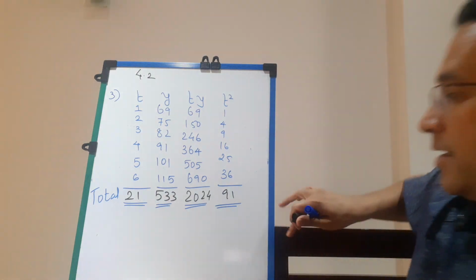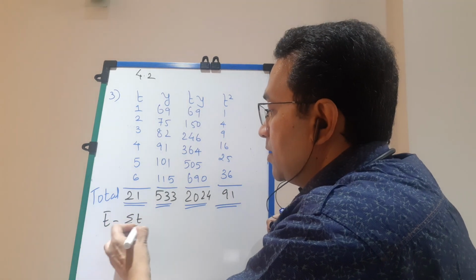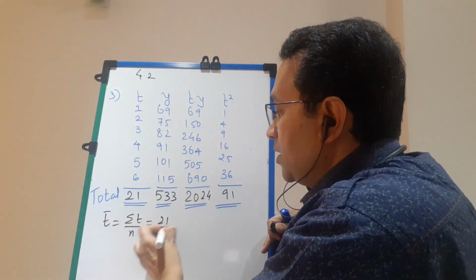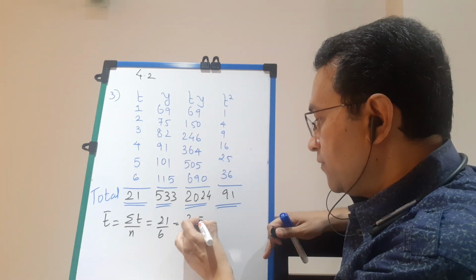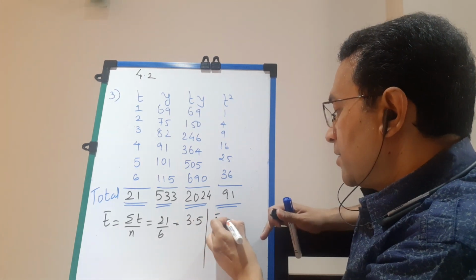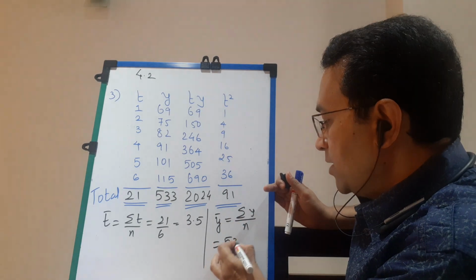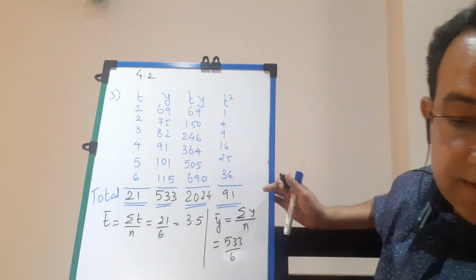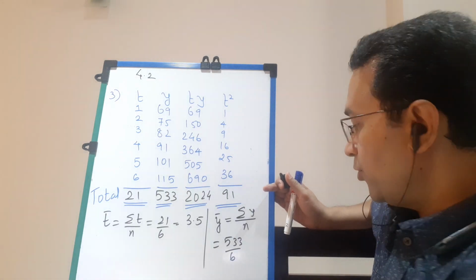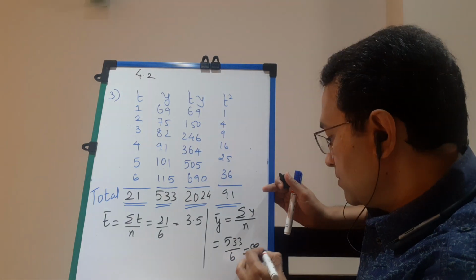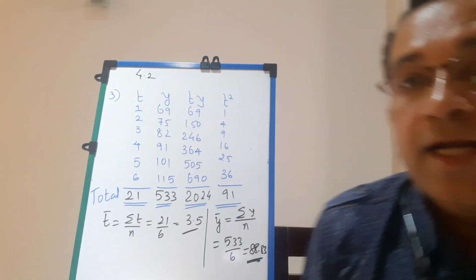Let us find t bar and y bar. t bar is equal to sigma t upon n, 21 upon 6. So this comes out to be 3.5. y bar is equal to sigma y upon n, 533 upon 6, students. This is 88.83. These are the values of t bar and y bar.